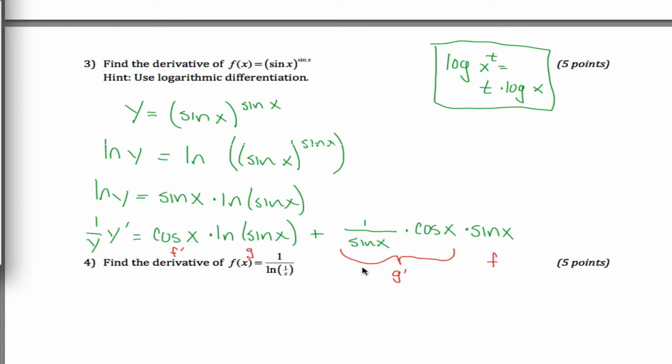You can simplify if you want. You can say, oh, I got sine of x on the top and a sine of x on the bottom. Those cancel out. So I got cosine of x times natural log of sine of x plus cosine of x. Fine, if you want to do that. I don't care if you do or you don't. Maybe I'll do that at the end.